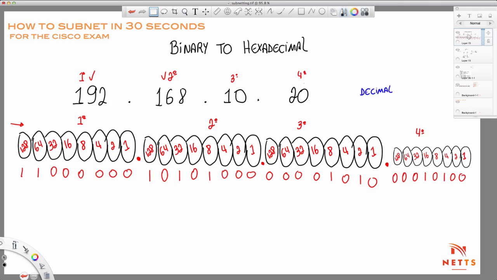Binary to hexadecimal. In the previous video, we saw how to convert from decimal to binary, and now we're going to do the conversion from binary to hexadecimal. We're going to start to understand how hexadecimal values work and how hexadecimal gets its value from the binary portion. This is going to be really useful when we start IPv6. So let's start on hexadecimal.